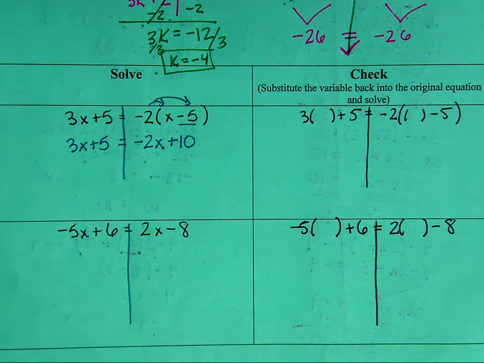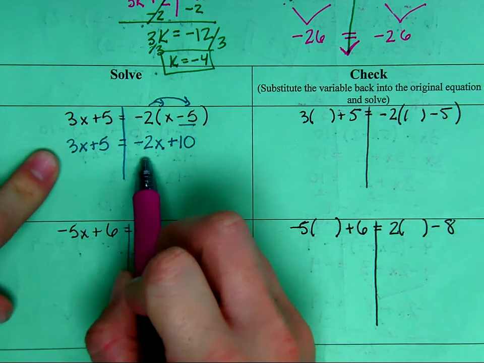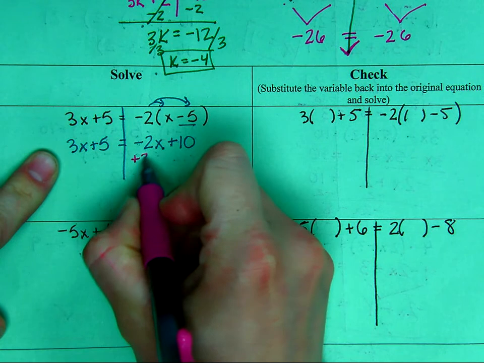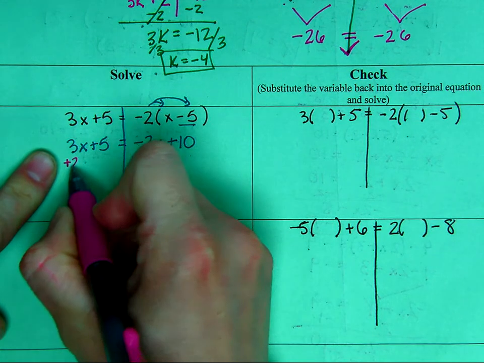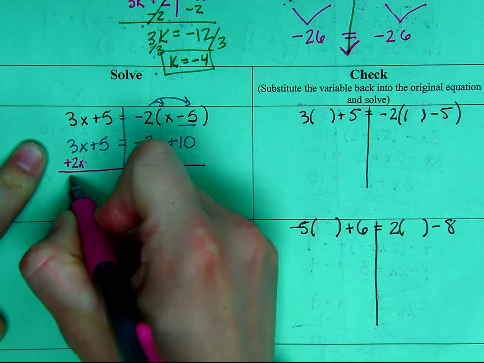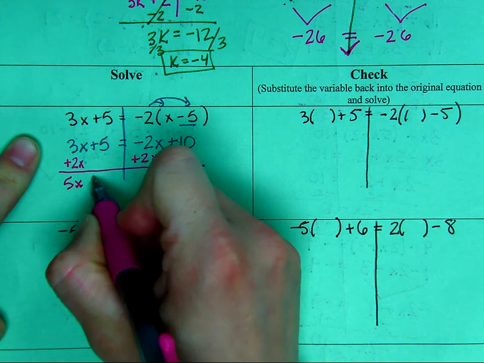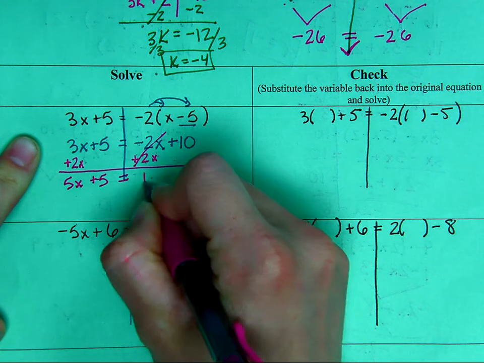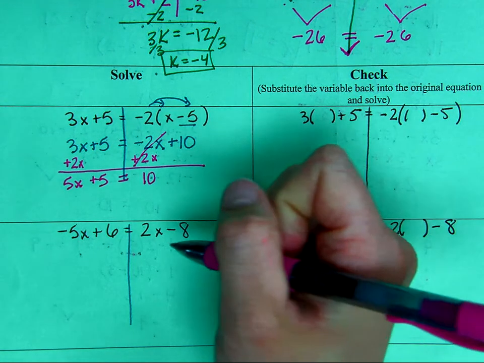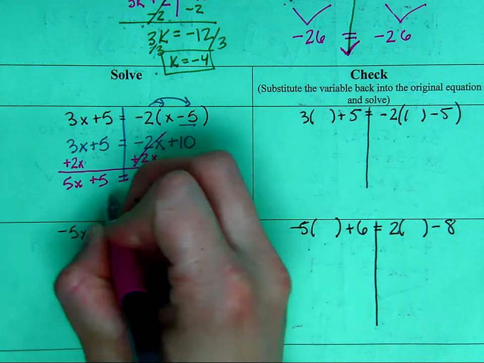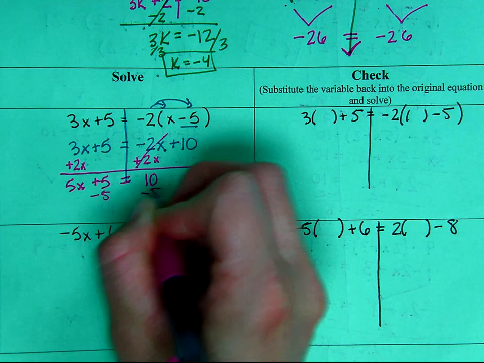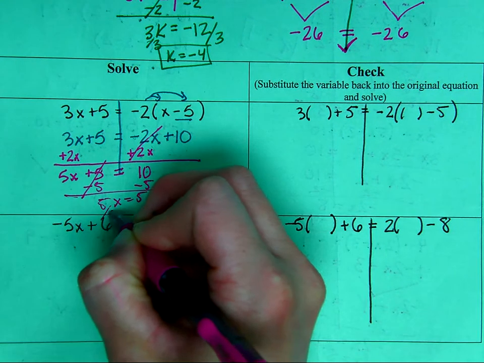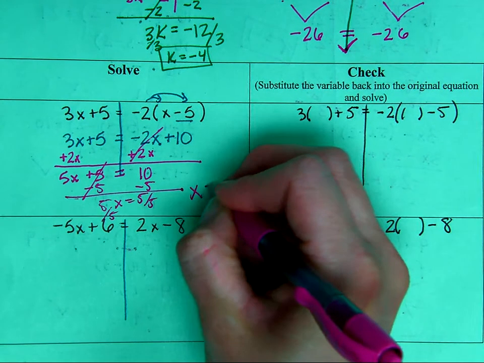So you can cancel either one of these. I'm choosing to cancel the 2 here because I know I'm going to add it, and I'm going to have a positive 5x. I just bring down my 5. That makes 0, so I'm left with 10. And then it's a 2-step, subtract 5. Divide by 5 to find out that x is equal to 1.